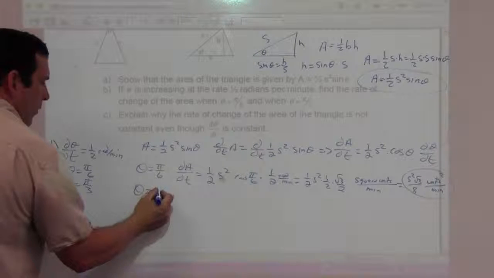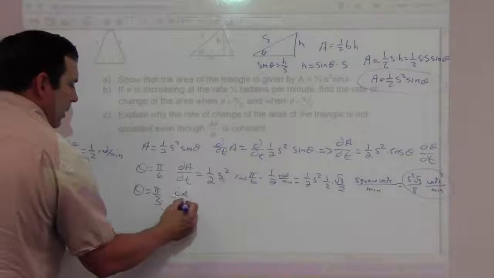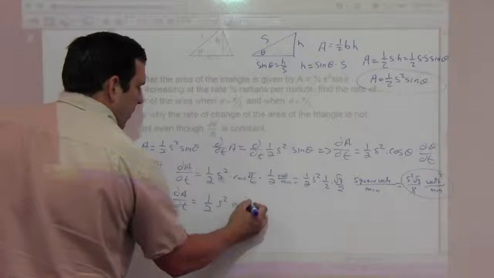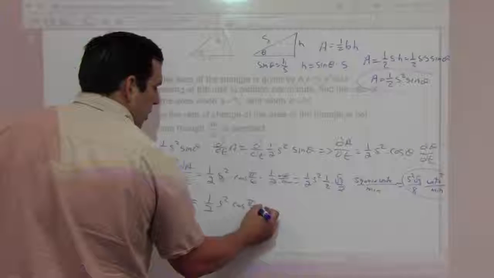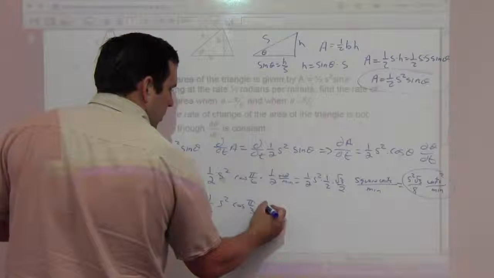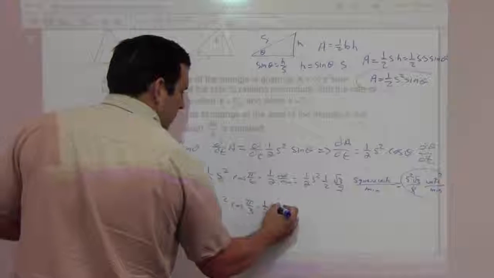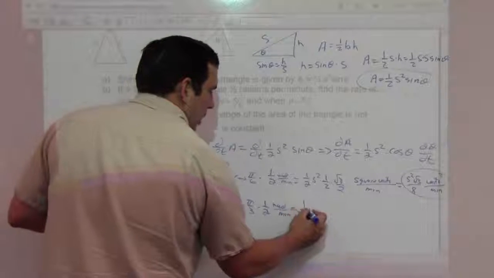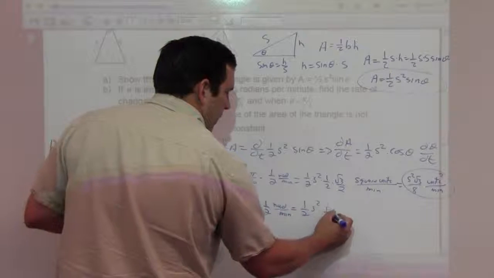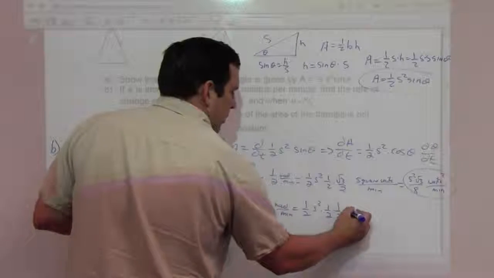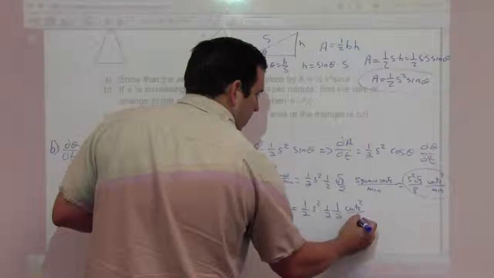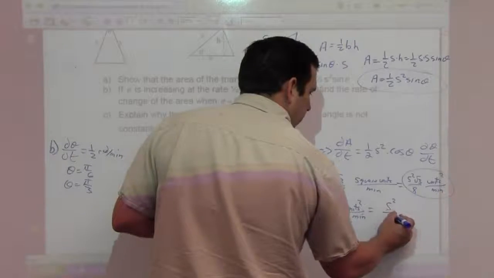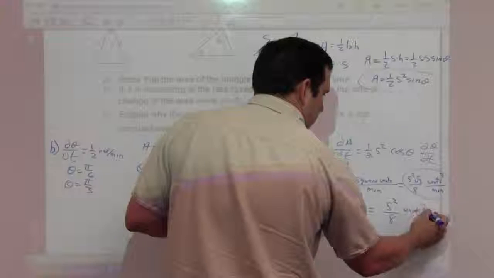For theta being pi over 3, our dA/dt is 1/2 s squared cosine of pi over 3 times 1/2 radians per minute. That's our d theta/dt. It's 1/2 s squared times 1/2 times 1/2 units squared per minute. This comes out to be s squared over 8 units squared per minute.